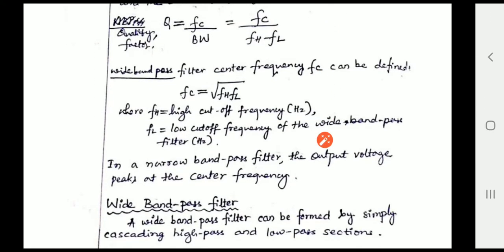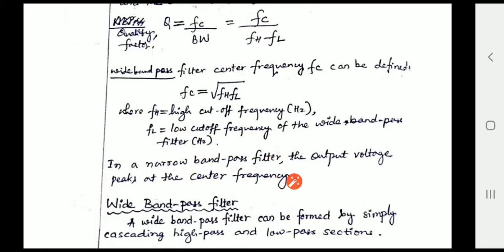Another important thing: in a wide band pass filter, the center frequency Fc can be defined as Fc equals root of FH into FL. It is again taken directly because there is no derivation. So you can determine the center frequency Fc of a wide band pass filter using this formula, where FH is the high cutoff frequency and FL is the low cutoff frequency.